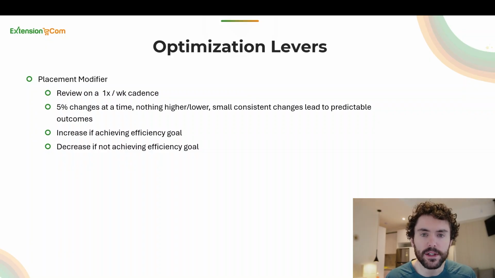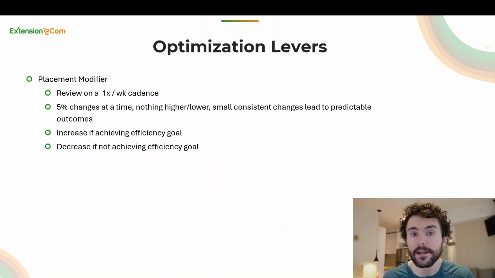So what you want to do is small incremental increases, 5% each time, until you find the point of diminishing returns, and then you want to stop there and revert back 5%. It's pretty straightforward. Increase if you're at efficiency goal and decrease if you're not.